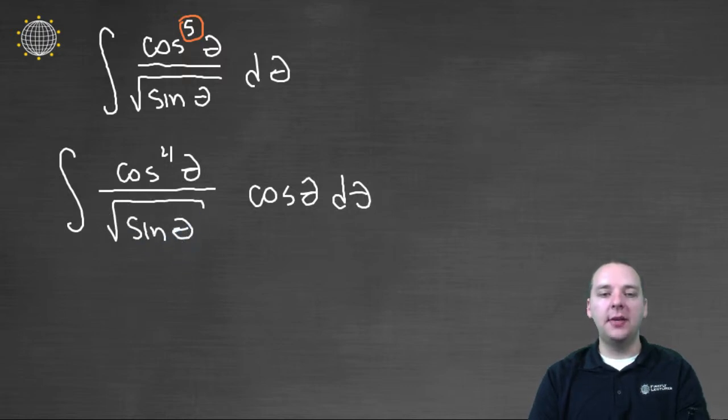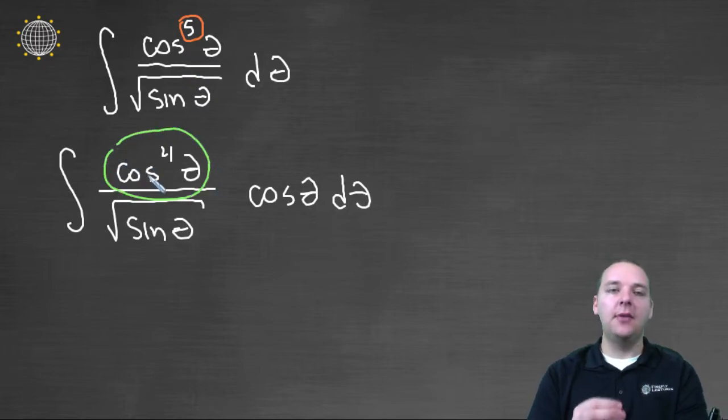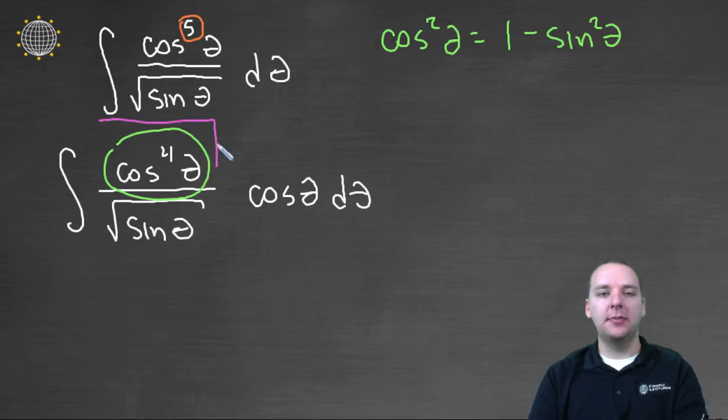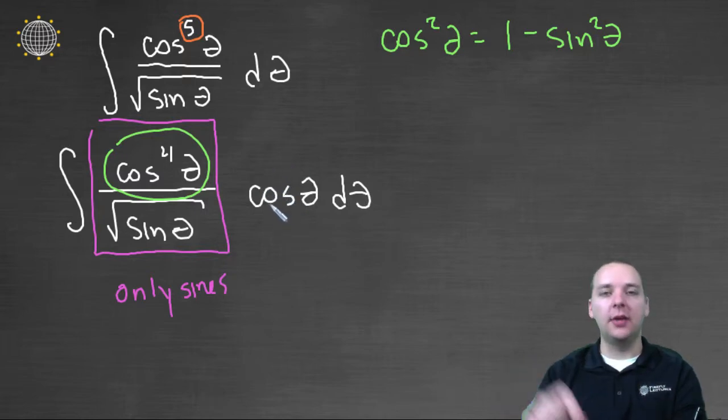Now here's why we save the guy who has the odd power. If you peel one term away from somebody with an odd power, obviously what's left is an even power. And if we have an even power, we can use trig identities to turn him into the other guy. For instance, we know that cosine squared theta, this is a basic trig identity, equals 1 minus sine squared theta. And so we can rewrite this guy in terms of sine. So everything in this pink box will eventually have only sines, right? Only sines. And then back here at the end, we'll have cosine, which will be the du. So we'll have a function of u, du.